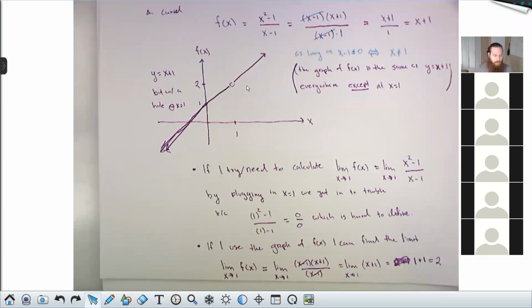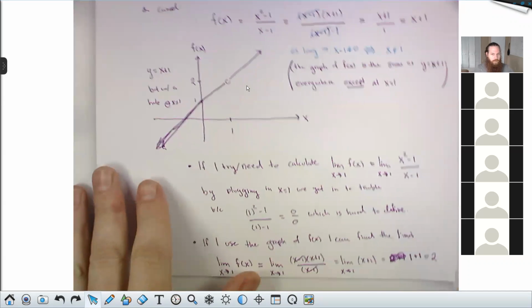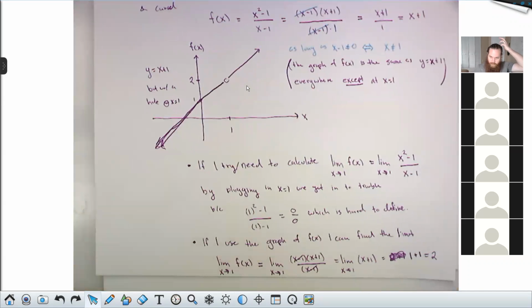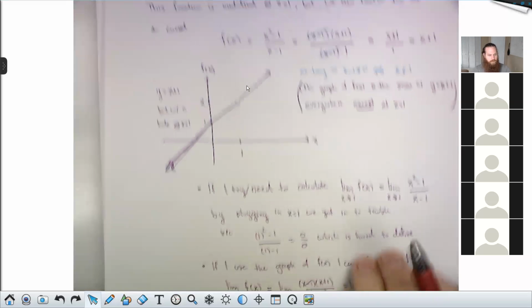There's a theorem here. Before I write down that theorem, I want to give you just a second to digest this. Are there any other questions about how we're getting this limit as 2, or the relationship between the algebra, the cancellation, and the graph? All right, bravely moving on.